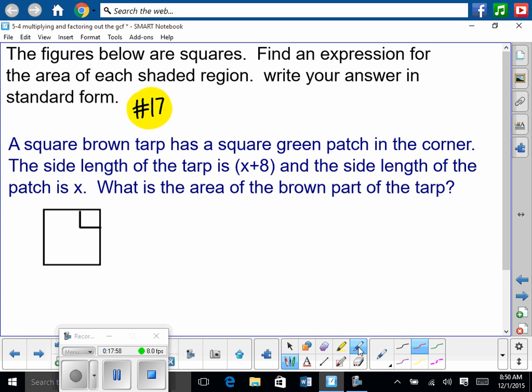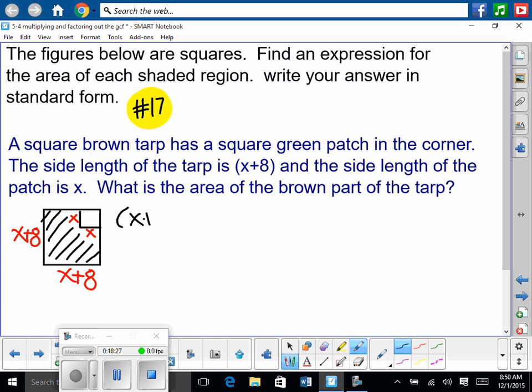And it says the side length of the tart is x plus 8. So this is x plus 8. And if it's a square, then this is also x plus 8. And then it says the side length of the patch is x. So here's my patch. This is x. This must be x. Now we're going to find the area of each piece. And it says, what's the area of the tart? So we're trying to find the area of this piece. So it's the same problem. We've got to find the area of the whole thing and subtract off that piece right there.